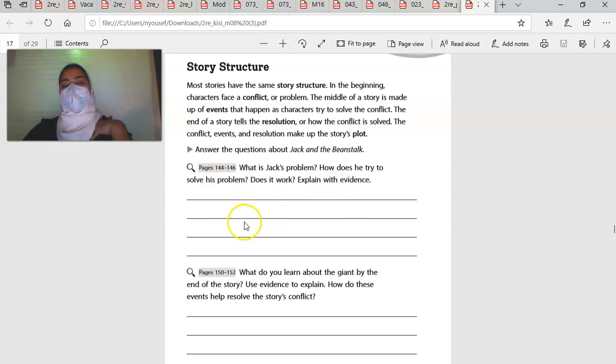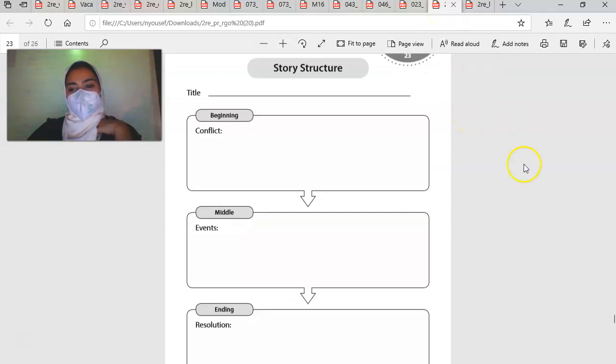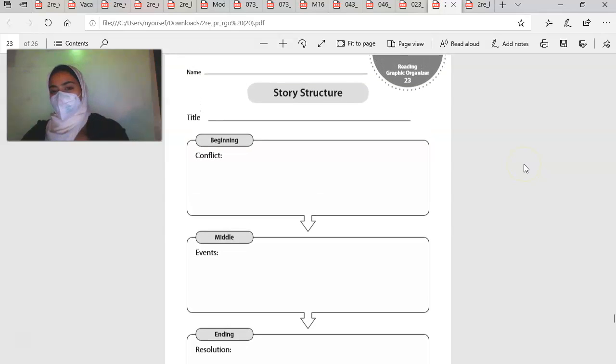So we're going to answer the questions, but not now. We'll go back and do that. Right now, what we're going to do is the reading graphic organizer. So if you look on the back of that page, it's going to say story structure. I want you to write the title of the story, which is what? Jack and the Beanstalk. So write the title of the story down, and then we're going to talk together about what the conflict is.